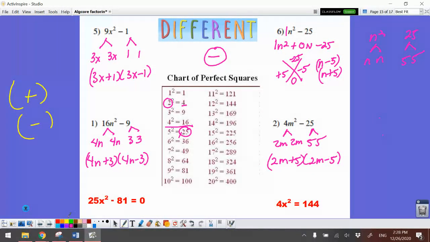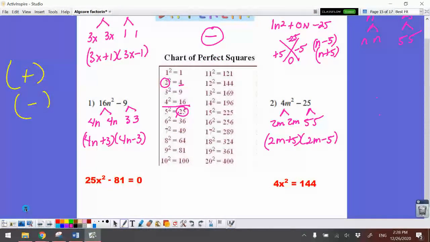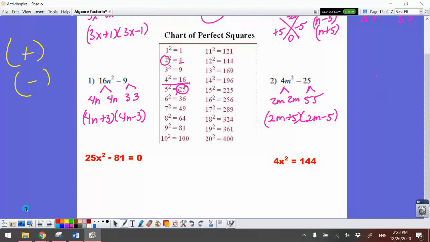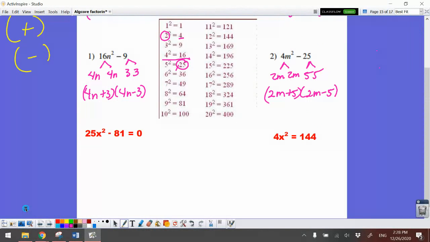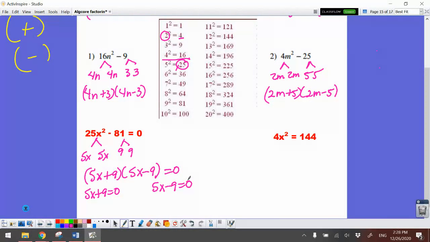All right, so what happens when I have the equal sign still attached? Well, it's really the same process. I just need to solve it when I get my answer. So if I think about 25x squared, that's a 5x and 5x, and 81 I know is 9 and 9. So I have 5x plus 9 and 5x minus 9. Those are equal to 0. So 5x plus 9 equals 0. 5x minus 9 equals 0.